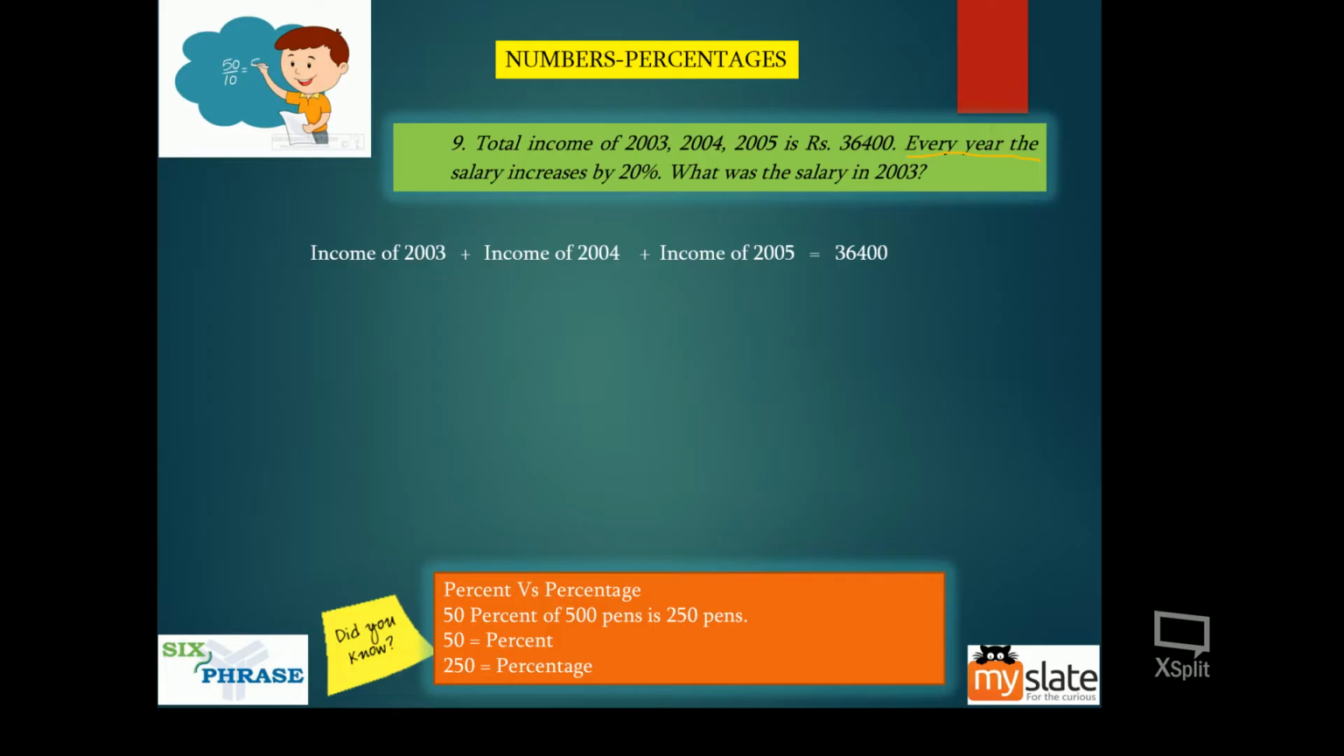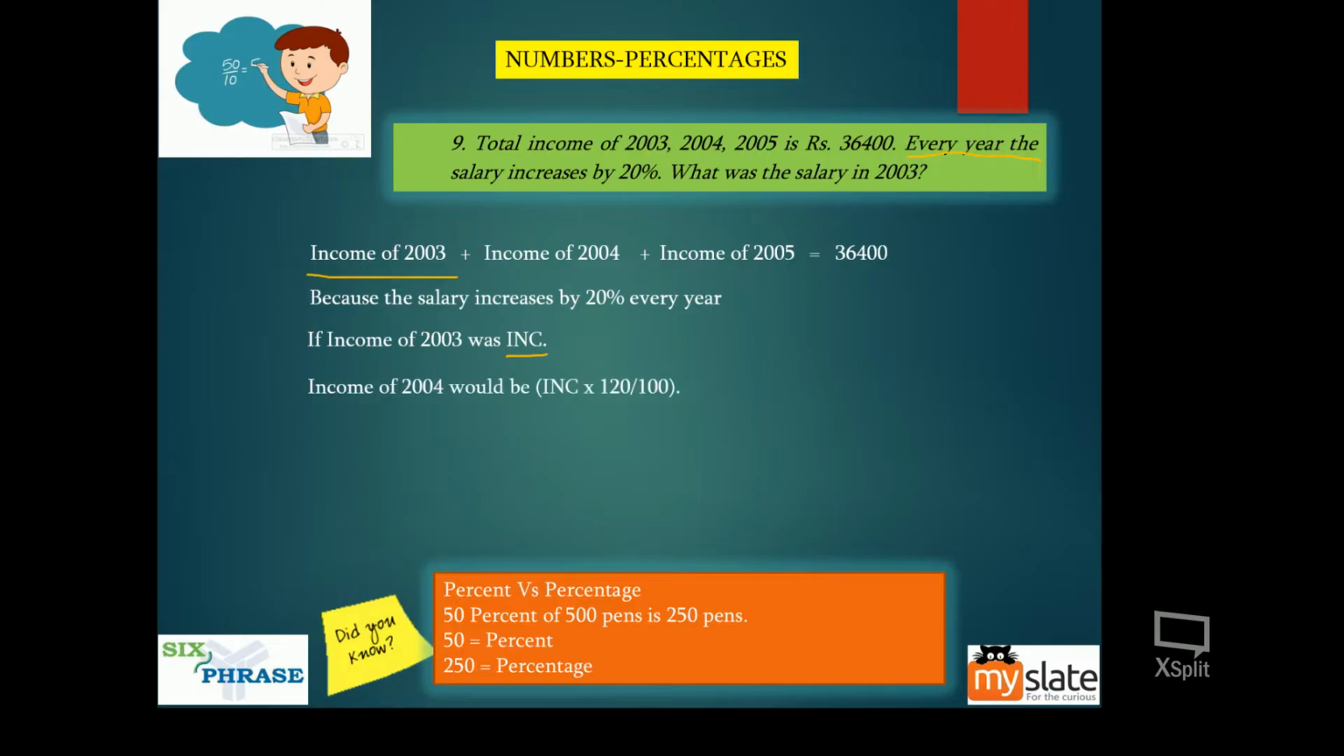Let us suppose that we have to find this income of 2003, so keep it as x. Okay, we are not keeping it as x, we are keeping it as INC. So this is the income of 2003. Now in 2004, what will be the income? You increase it by 20 percentage. How do you increase it by 20 percentage? Multiply it by 120 by 100. So in 2004, this will be the income.